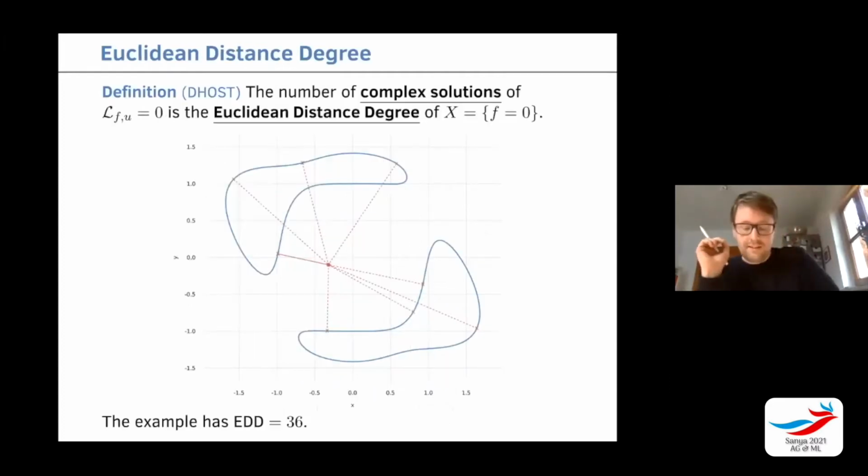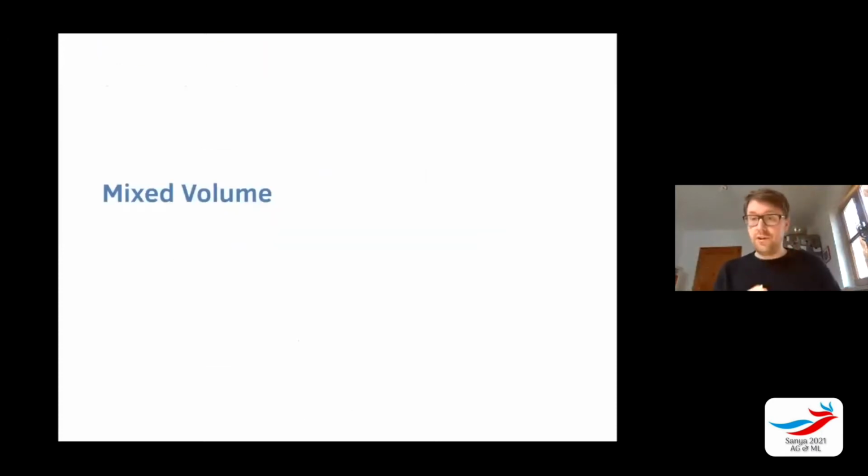And then the Euclidean distance degree is the number of complex solutions of the Lagrange multiplier equations. Okay, so this is a system of polynomial equations. You count the number of complex solutions, so the number of zeros over complex numbers. This is what is called the Euclidean distance degree of this hypersurface. Okay, so here in my example, you can see 8 real critical points, but the example actually has ED degree 36, so there are 28 complex solutions to the system of equations. So you can think of Euclidean distance degree as some sort of measure of complexity for solving these Lagrange multiplier equations. Okay, that was the first part.